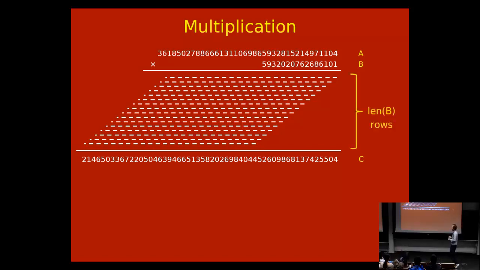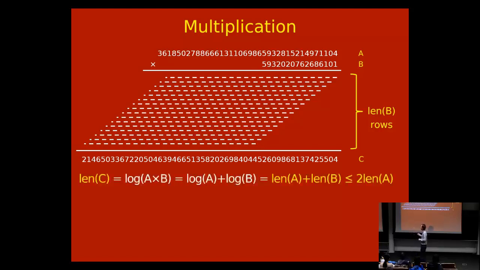And how long does this algorithm take? Well, you can do a slightly more careful analysis if one of the numbers is a lot bigger than the other number. We're not really going to worry about this, but I'll show you anyway. Basically, assuming the longer number is on top, the number of rows is the same as the number of digits in the shorter number. That's like the height of this parallelogram. And the length is something like the length of the answer.